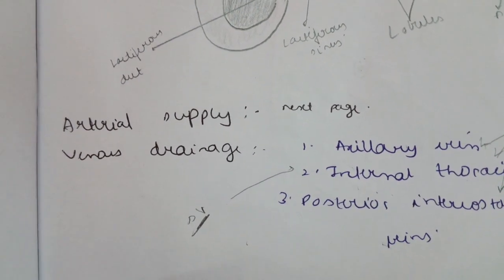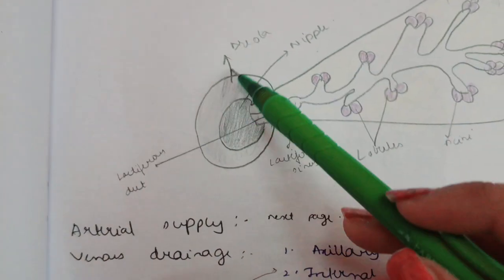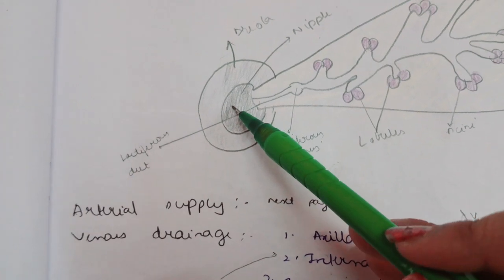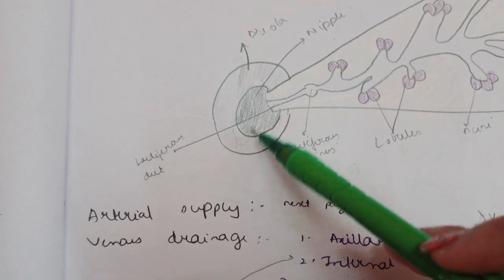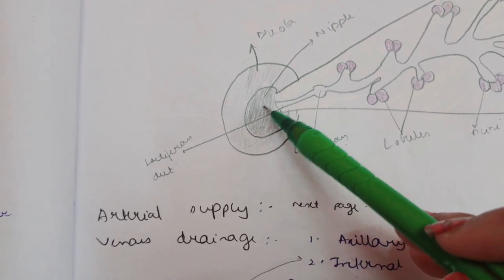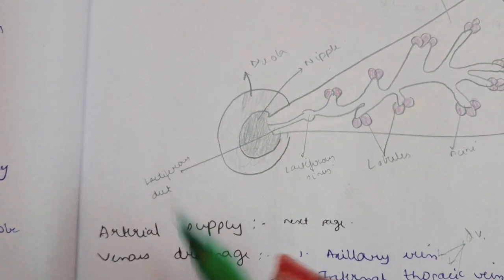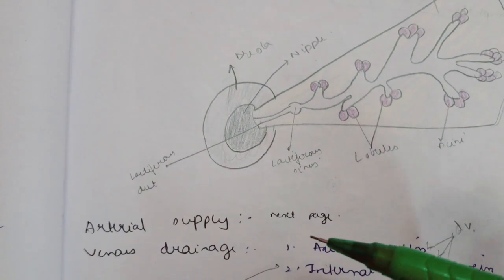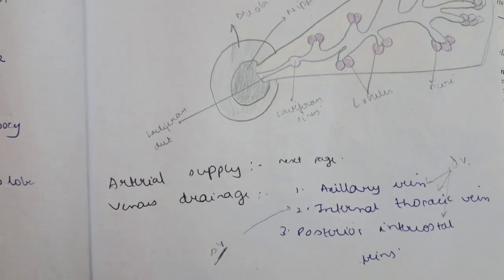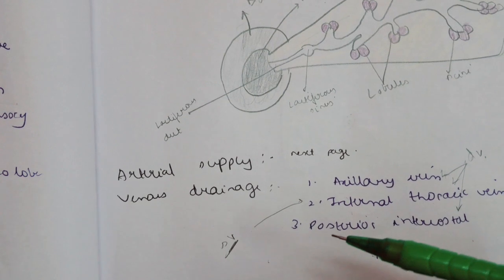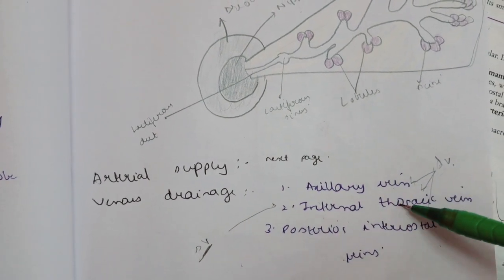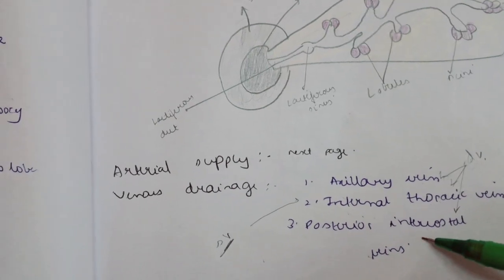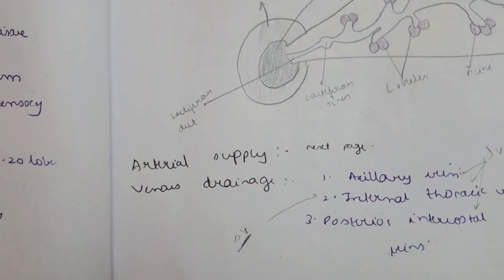The venous drainage starts from the nipple, where the veins form the venous plexus of Haller, and from there the veins divide into superficial and deep sets. The superficial veins drain into the internal thoracic vein, and the deep set drains into the axillary vein, internal thoracic vein and posterior intercostal vein. Now let us see the nerve supply.